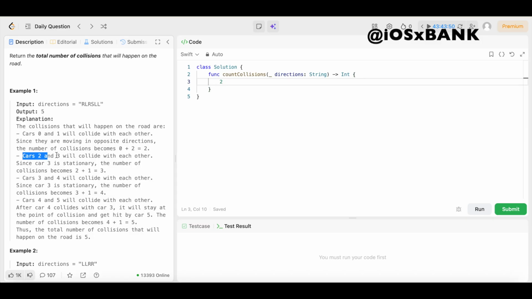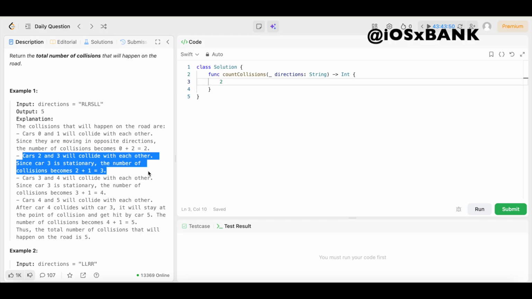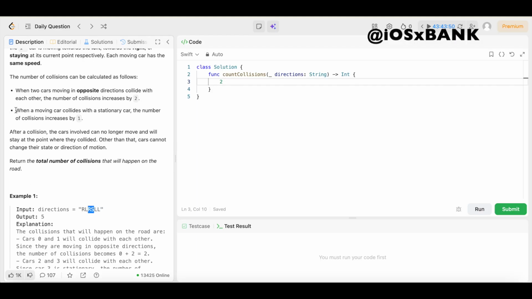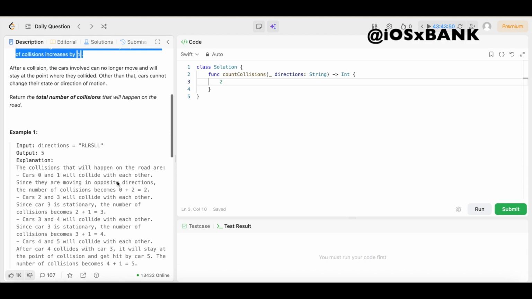Then it says cars 2 and 3 will collide with each other. Since car 3 is stationary, the number of collisions becomes 2 plus 1, which equals 3. So this car is going to the right. This car is stationary, meaning it's not going anywhere. So eventually this car moving to the right is going to run into the stationary car. And when a moving car collides with a stationary car, the number of collisions increases by 1. So now we could just do 2 plus 1, which equals 3. So we're going to take this 2, add 1 more collision to it. Now we're at 3. Boom.